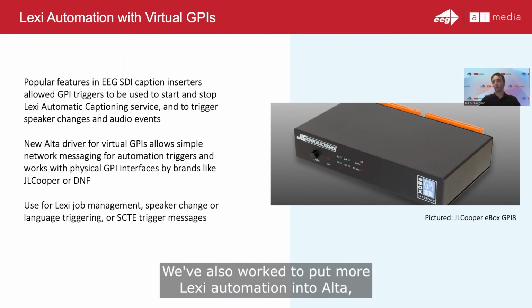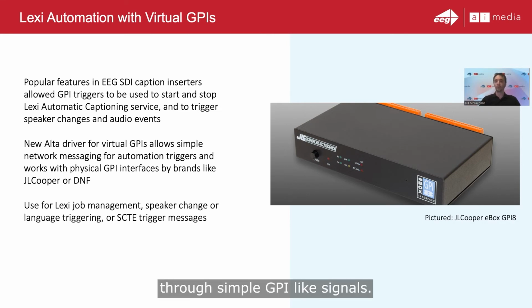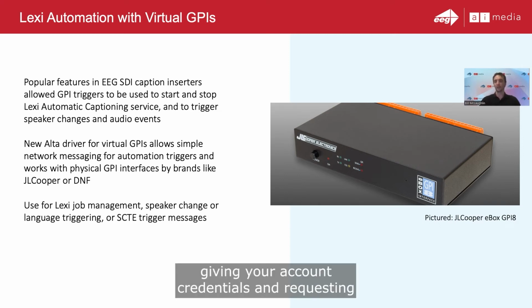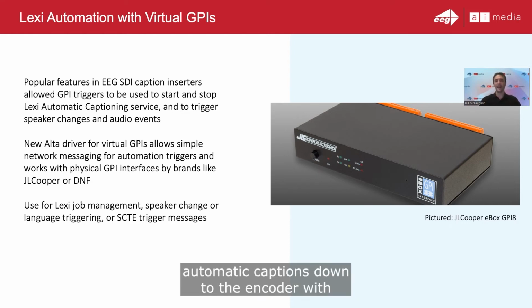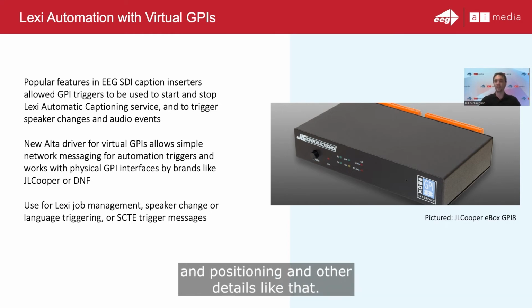We've also worked to put more Lexi automation into Alta, particularly involving the ability to trigger through simple GPI-like signals. So Lexi's cloud captioning already has had for a long time its own HTTP API, where you can make calls to the server directly, giving your encoder's access token, giving your account credentials, and requesting automatic captions down to the encoder with your selected language and vocabulary model and positioning and other details like that.